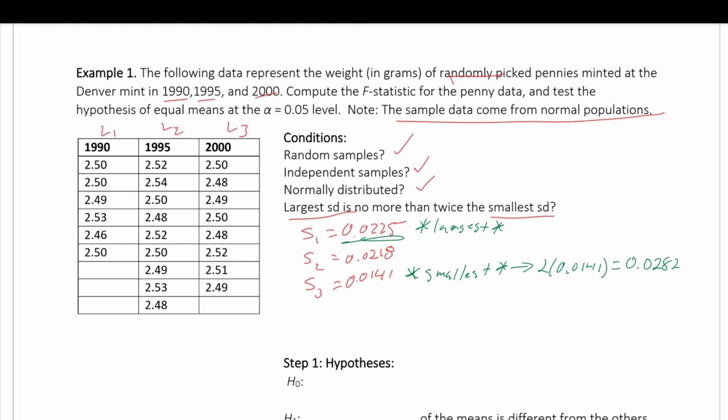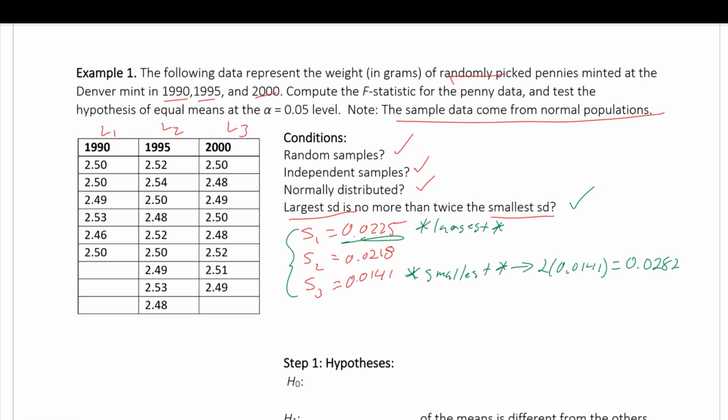So what we're saying here is, yeah, these 3 standard deviations roughly have the same standard deviation. The largest isn't extremely larger than the smallest. Okay, so that's what we're saying. We're safe here. Okay, so that means we can proceed with the problem.